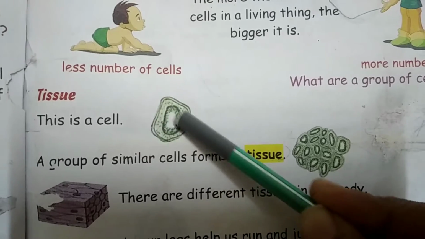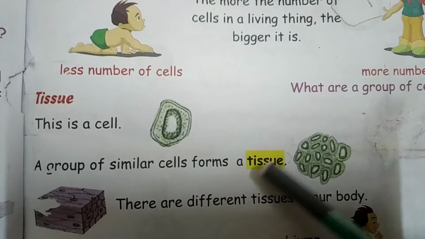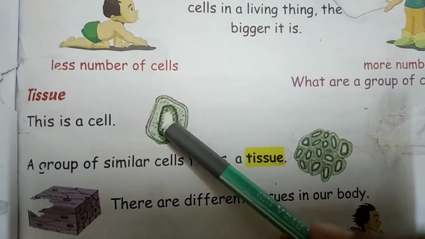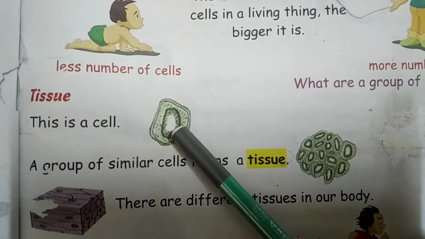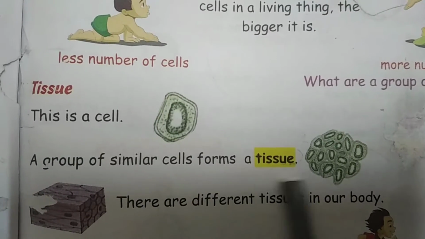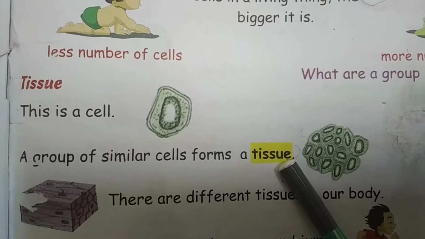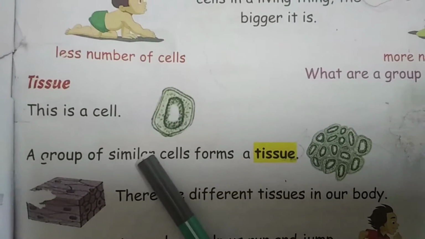Now, what we mean by a tissue is, this is a cell. This particular thing is a cell. A group of similar cells forms a tissue, children. That means more than one cell. A group of similar cells will form a tissue. That means the combination of cells will become tissue. That means what? Similar cells.